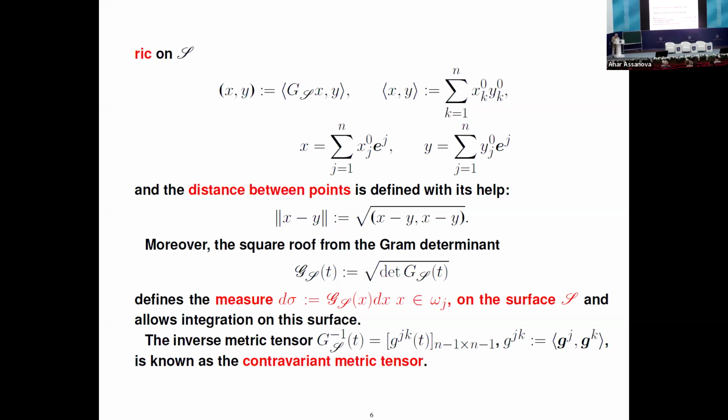And the inverse matrix to the Gram matrix is compiled of scalar products of contravariant bases. It's called the contravariant metric tensor. Well, we don't need to construct a special inverse. It is constructed with the help of the contravariant basis vectors.